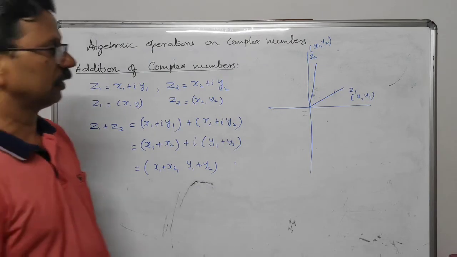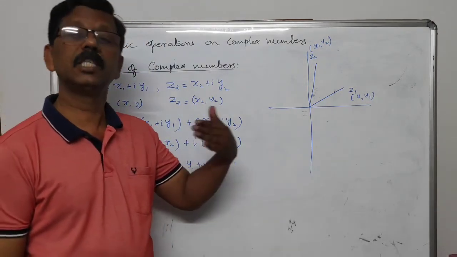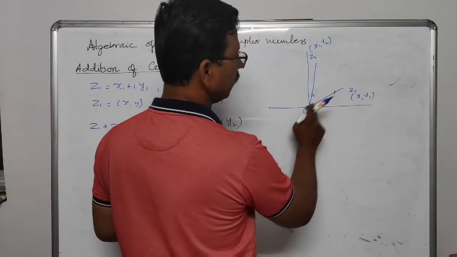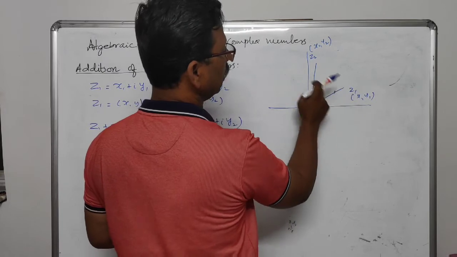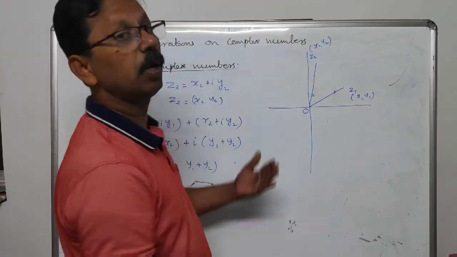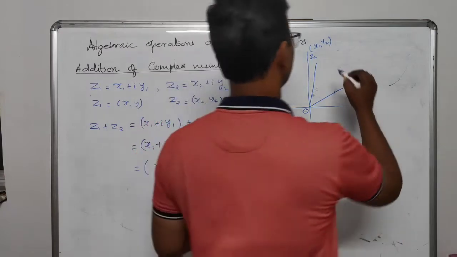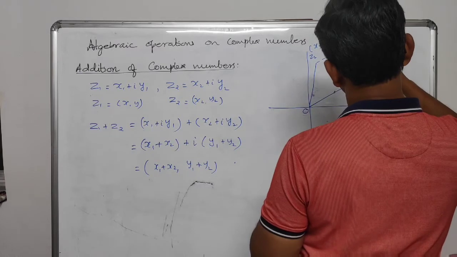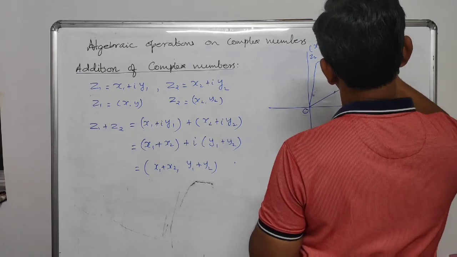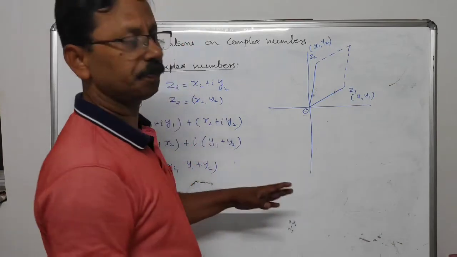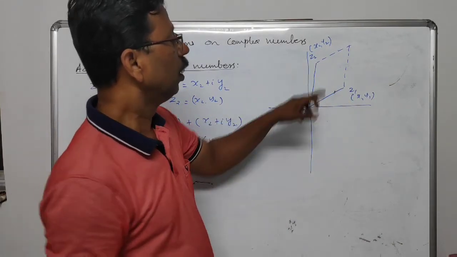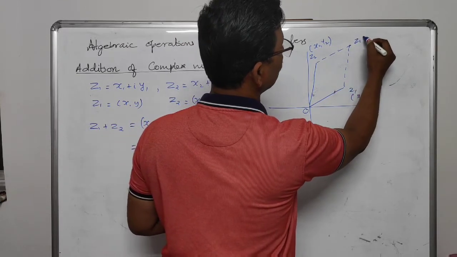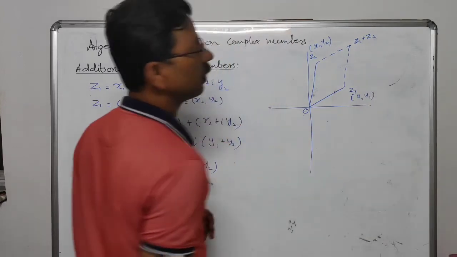Z1 plus z2 means we are going to use the concept of vector. By considering this is one vertex, this is another vertex, and these two as adjacent sides, we are going to form a parallelogram. Now this is z1, this is z2. Now this vertex is O. Now this vertex can be called the sum of z1 and z2. This is z1 plus z2.